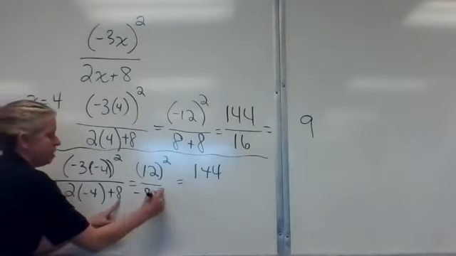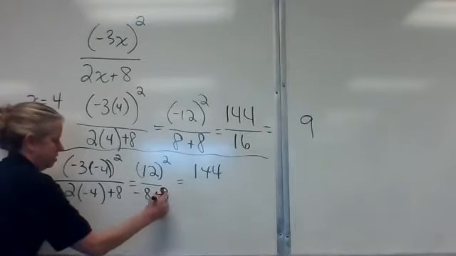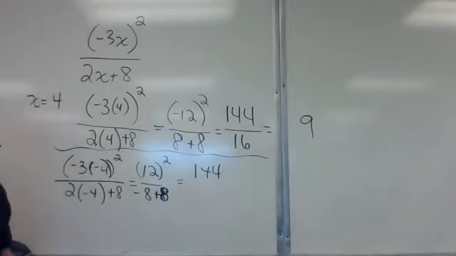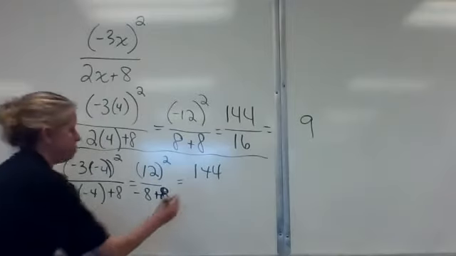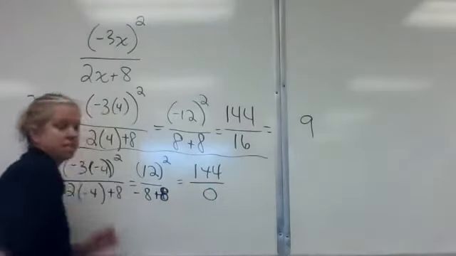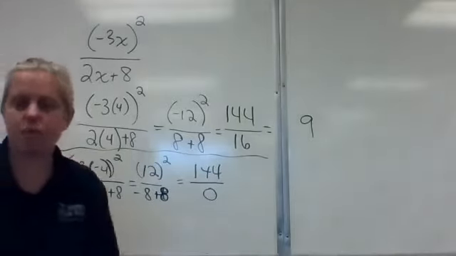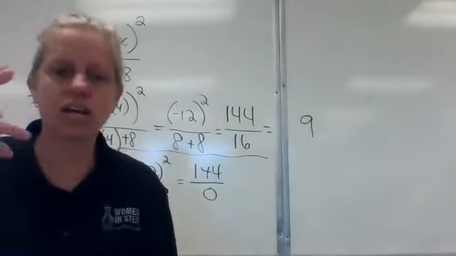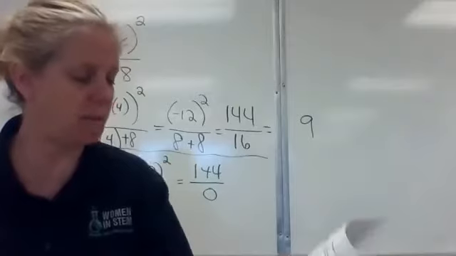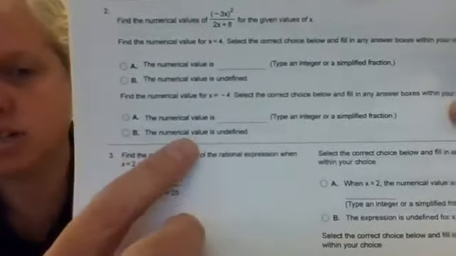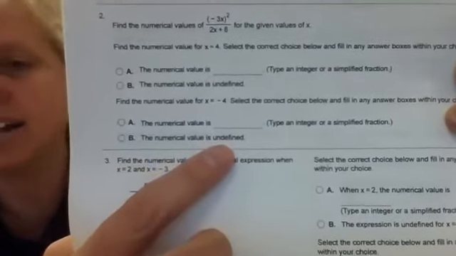And when I bring over my plus 8, what is that going to give me? I've got -8 plus 8, which gives me 0, right? Here's the thing. When you have a fraction, you can't have a 0 in your denominator, okay? That would tell you that this numerical value is undefined.